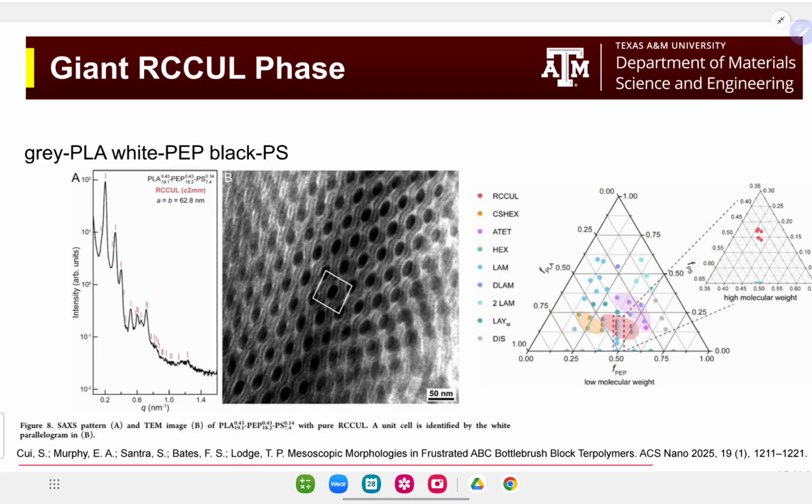Unlike the low molecular weight specimen, which showed a minority LAM phase, the higher molecular weight sample exhibits a pure RCCUL phase. In the TEM image, narrow light gray stripes within broader bands and an increased volume fraction of black cylindrical domains suggest that ruthenium tetroxide staining may have selectively highlighted the block interfaces rather than staining only the PS domains.